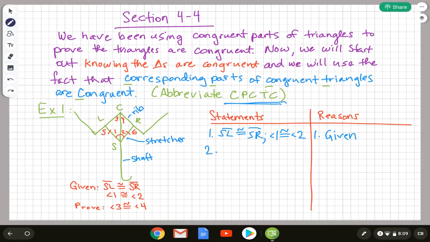So we have this side is congruent to this side, and we have the angles 1 and 2 are congruent. Anytime two triangles share a common side, that's the easiest thing to get because we can use a reflexive property. So I'm going to just write down that SC is congruent to SC by the reflexive property.